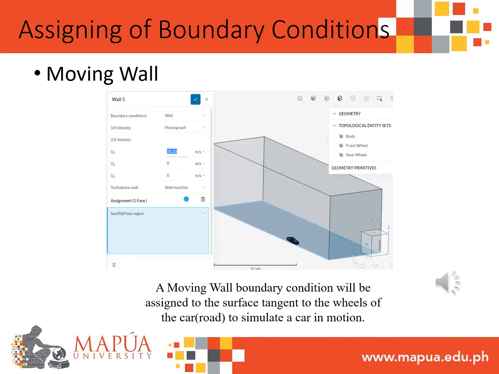To simulate the car in motion, we will assign a moving wall boundary condition to the wall tangent to the wheels of the car. So it will have the same velocity as our velocity inlet, which is 33.33 meters per second.